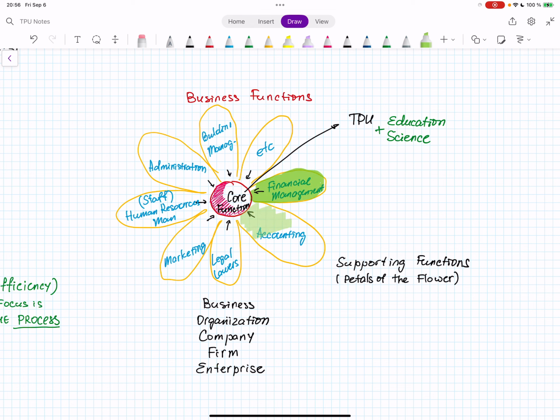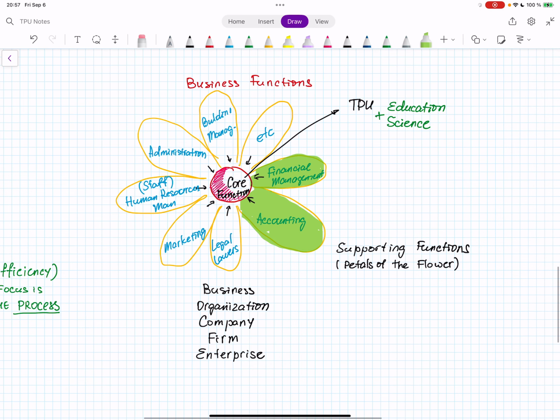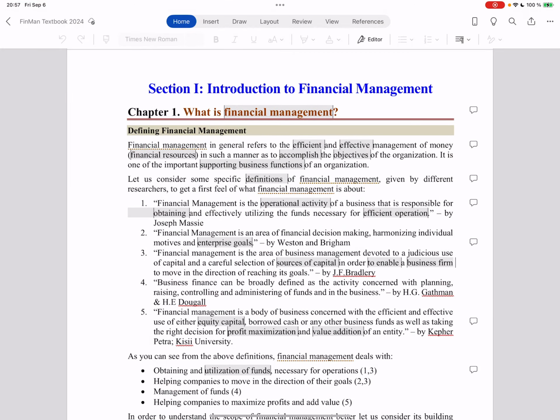And by the way, accounting is also somewhat close to financial management, as we will see in the future. So business functions, and when we say supporting business functions, financial management is usually one of the supporting business functions for most organizations. And Tomsk Polytechnic University is one of the examples. And so let's talk about one more idea, which we find in the book.